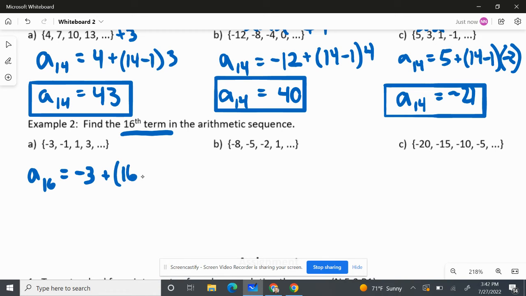This time we're going to put 16 minus 1. And if you look at this, what's happening is that we're adding 2 each time. So we're going to multiply it by 2. 16 minus 1 is 15, times 2 is 30, plus a negative 3 gives us 27.